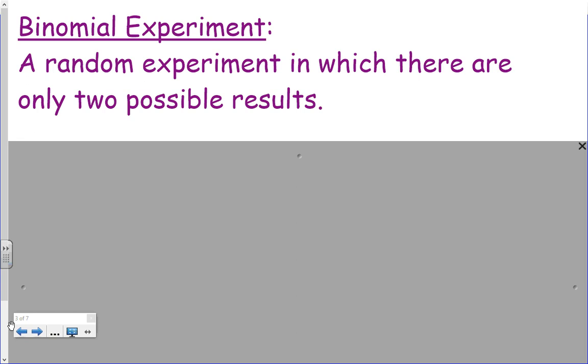Binomial experiment, random experiments, there are only two possible results. The other two results you could be talking about is either the event occurs or it does not occur. There's another way of thinking about it. You could actually think of almost every event as being a binomial experiment as long as you think of it in the form of it occurs or it does not occur.